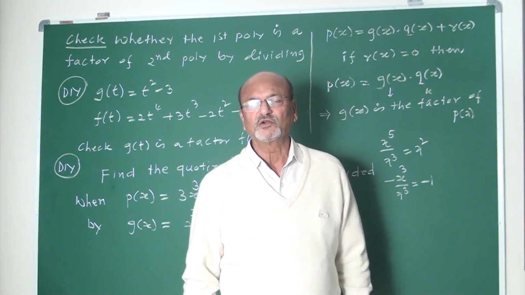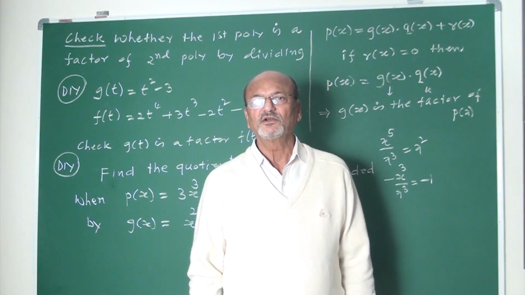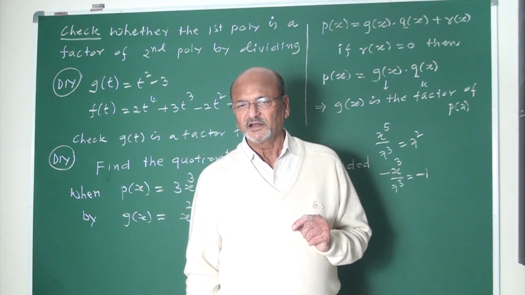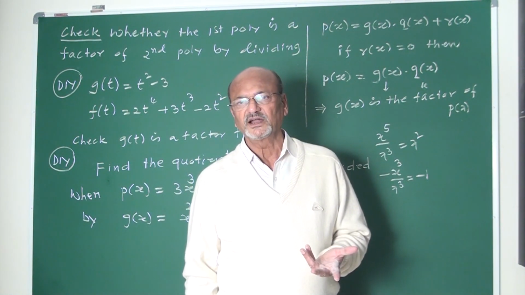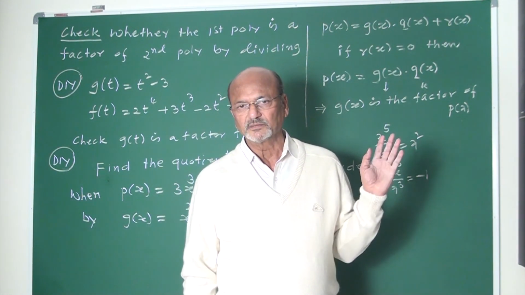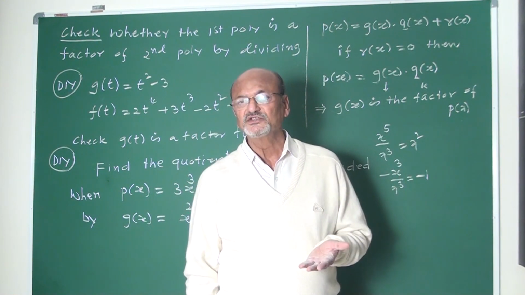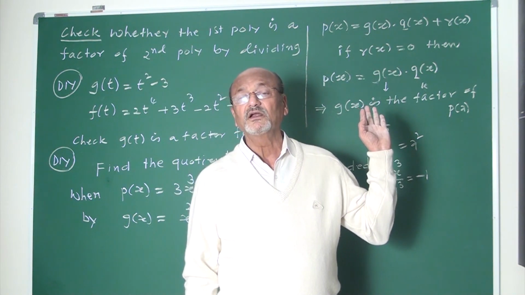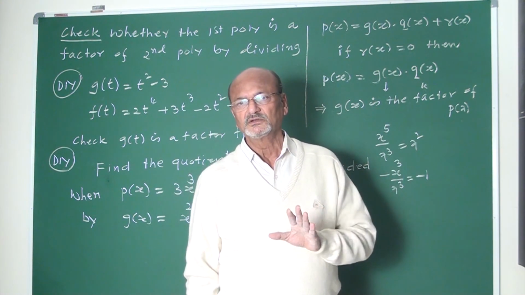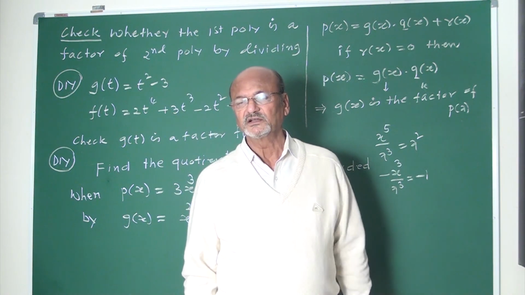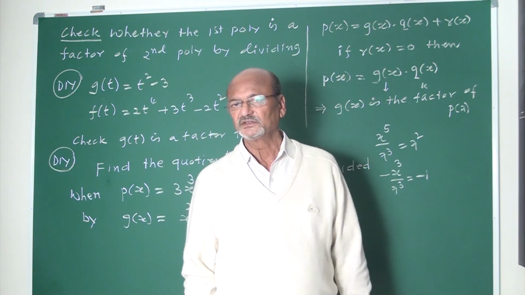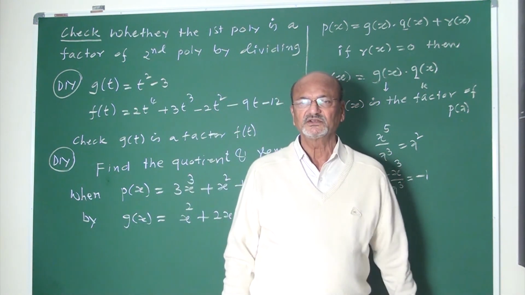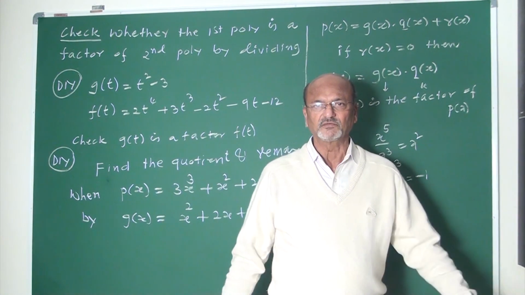In this video, what we have done? We have done the method of dividing one polynomial by another polynomial and finding the quotient and remainder. Another type: if the remainder is 0, then by this result we say that the divisor is a factor of the dividend. That is, Gx is a factor of Px. I have done 2 samples. 1 sample is an exercise. Yes, my friends.